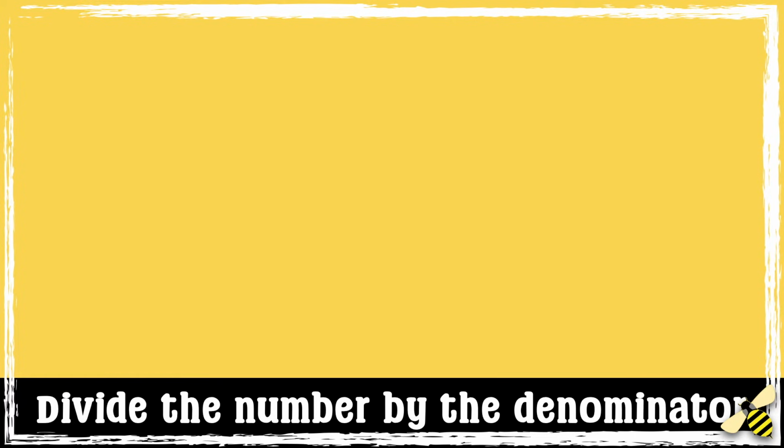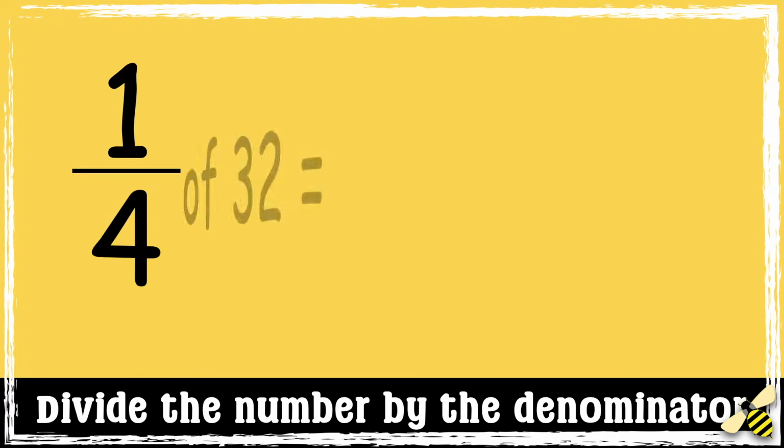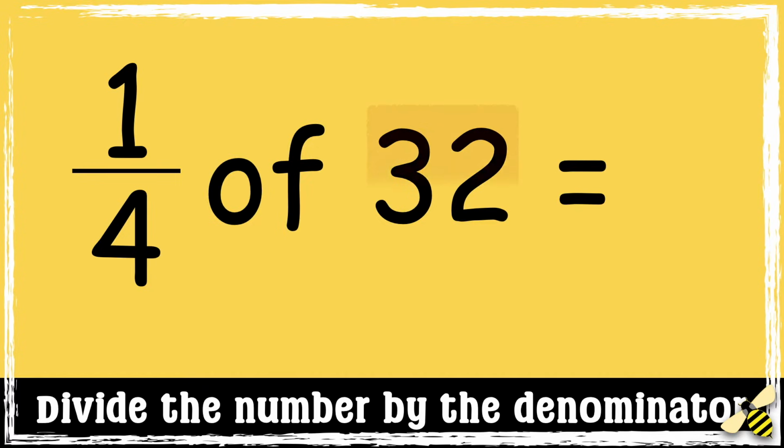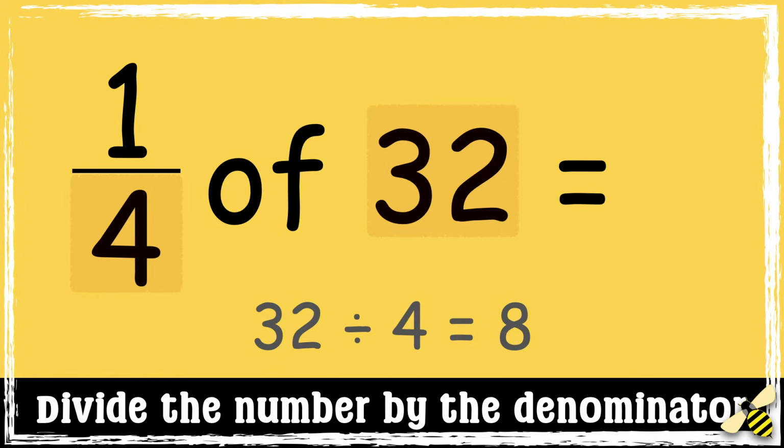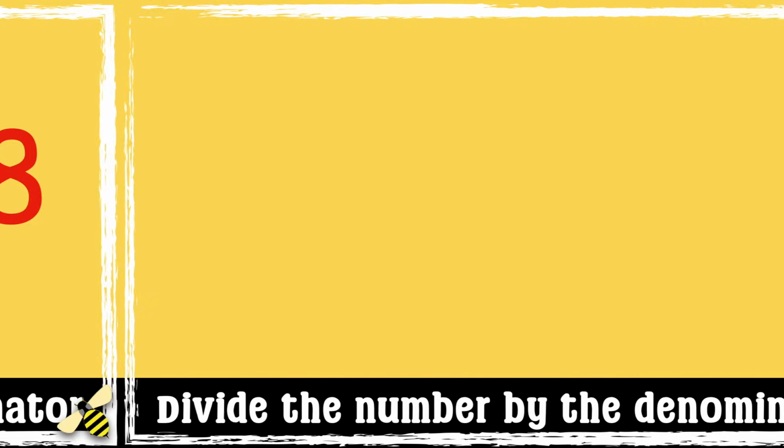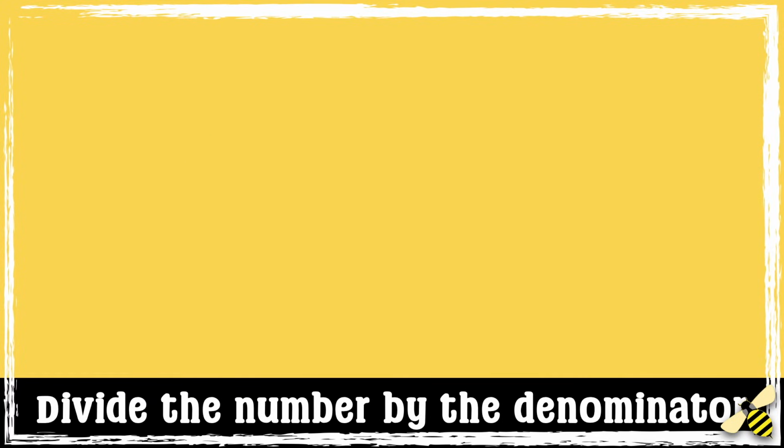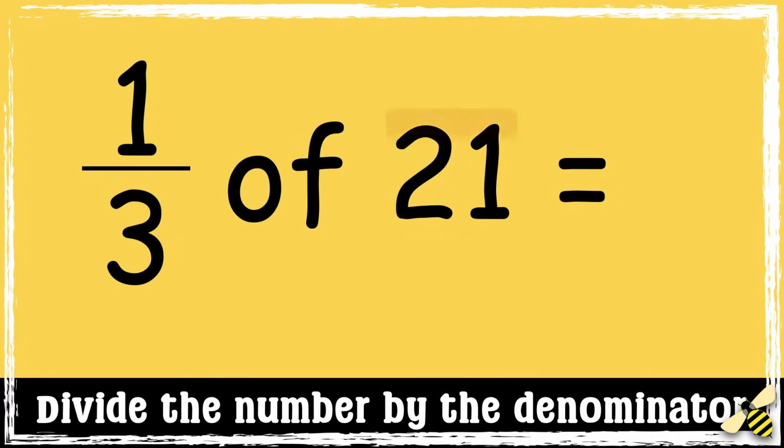Here's another one. 1/4 of 32. So we need to do 32 divided by 4. 32 divided by 4 is 8, so the answer is 8. Here's one more before we start looking at non-unit fractions. 1/3 of 21. So we need to do 21 divided by 3. 21 divided by 3 is 7, so the answer is 7.